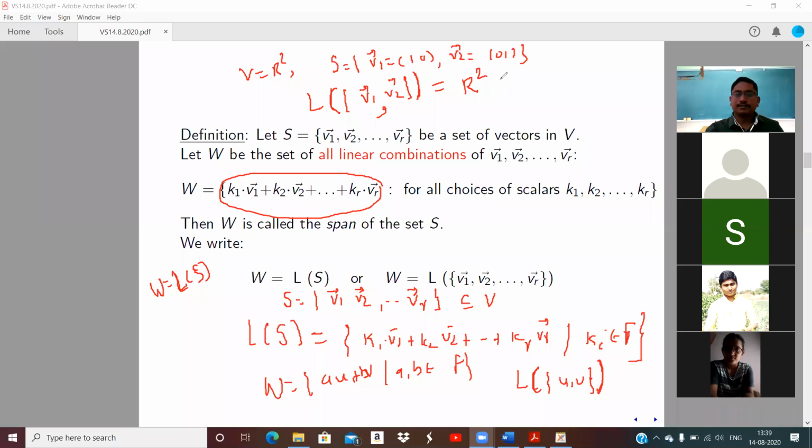Okay. Similarly, one can say that the linear span of (1,1) and (1,0), we also verified that this span is R2, because every vector in R2 is a linear combination of these. Every linear combination is a subset of R2, but we need to show that every vector in R2 is a linear combination of these two. So this is equal to R2. This means that the set S spans R2, or here S spans W.